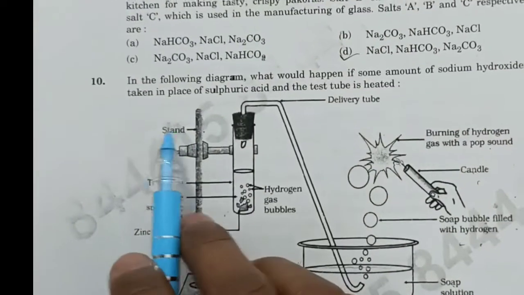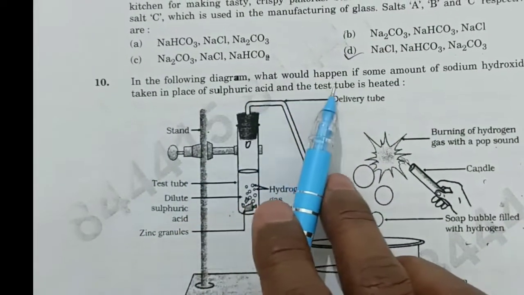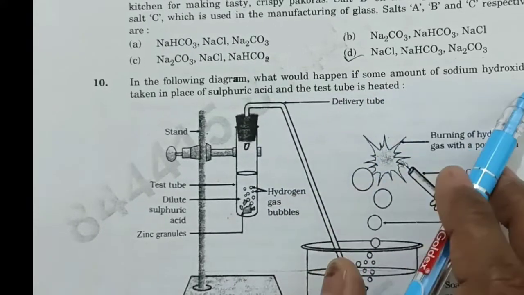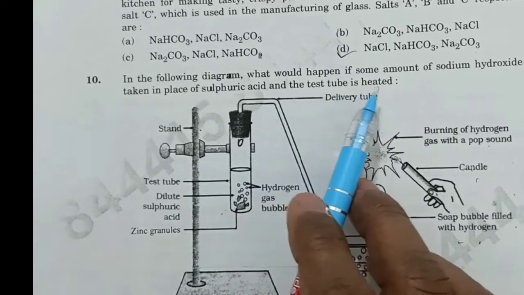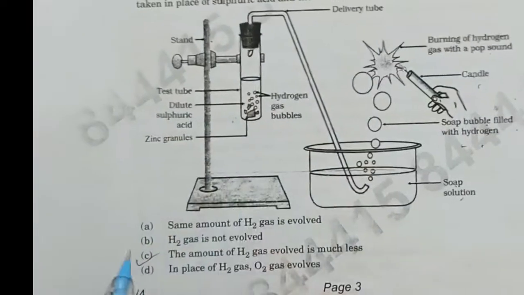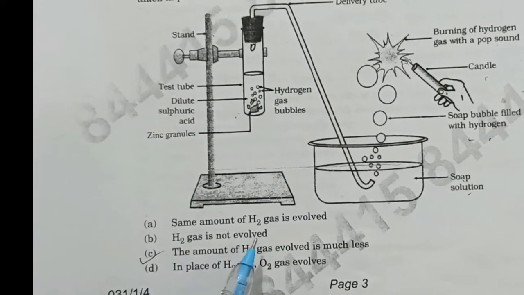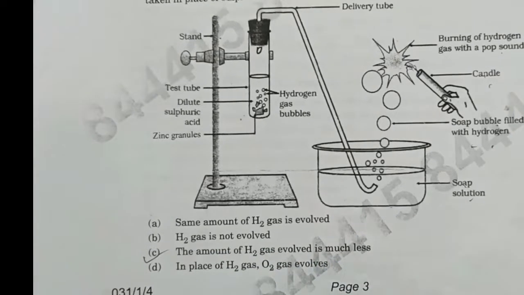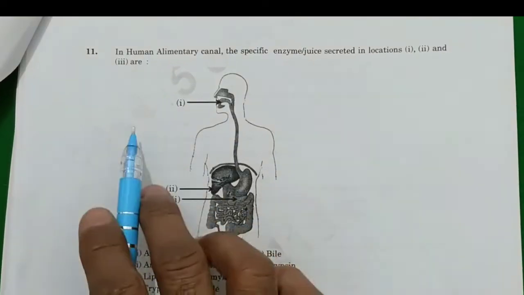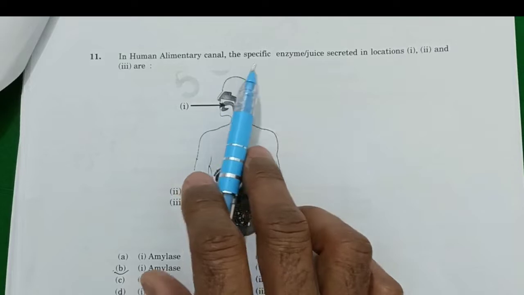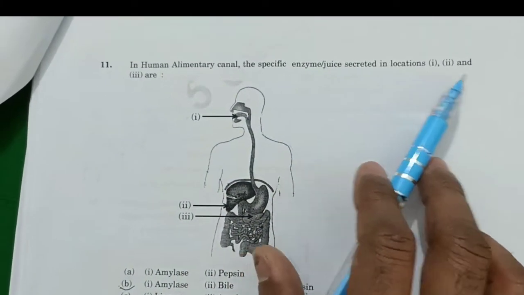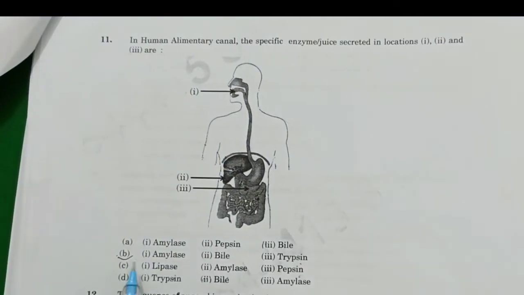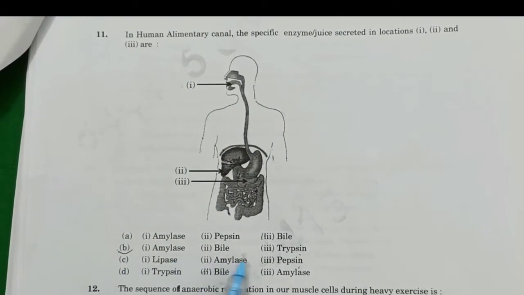Now question number 10. In the following diagram, what would happen if some amount of sodium hydroxide is taken in place of sulfuric acid and the test tube is heated? Its answer is C: the amount of hydrogen gas evolved is much less. Question number 11. In the human alimentary canal, the specific enzymes or juice secreted in locations first, second and third are, its answer is B: amylase, bile and trypsin.